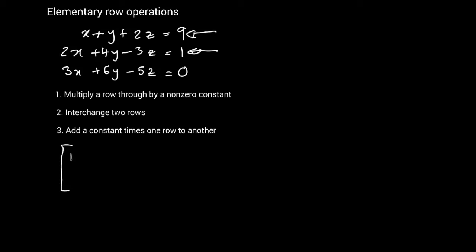So we have 1, 1, 2, and then we draw the line for the right hand side. This gives us a 9. Then 2, 4, -3, 1, and 3, 6, -5, and 0. So this is our augmented matrix. And now what we would like to do is start performing these elementary row operations.